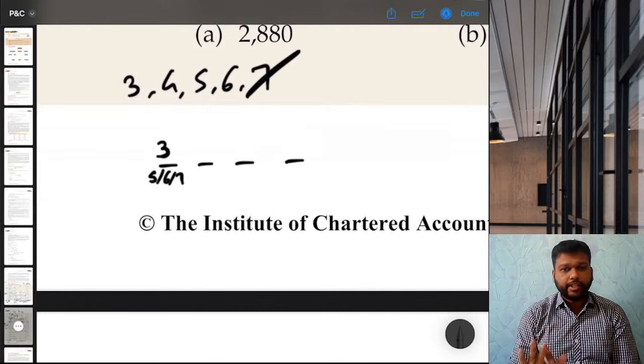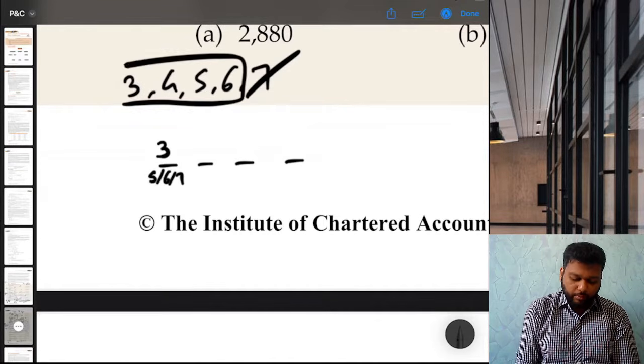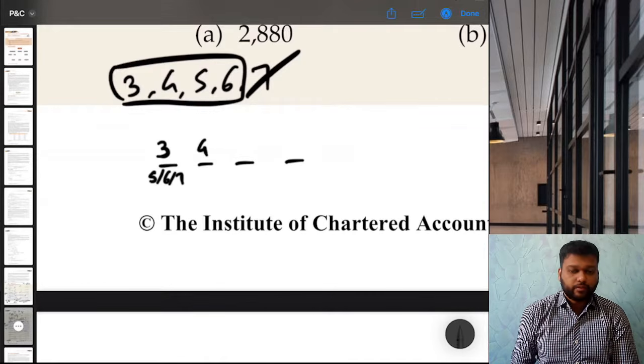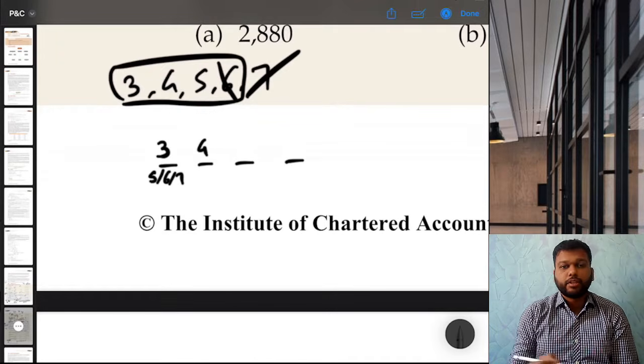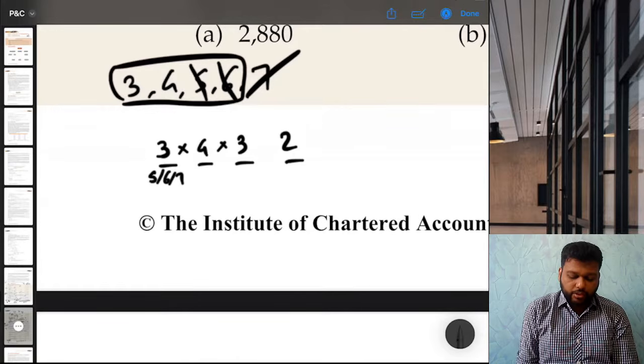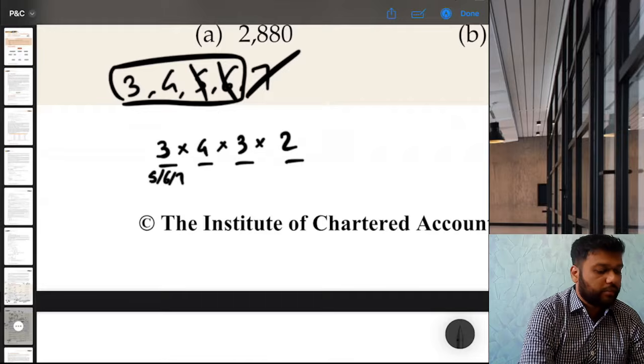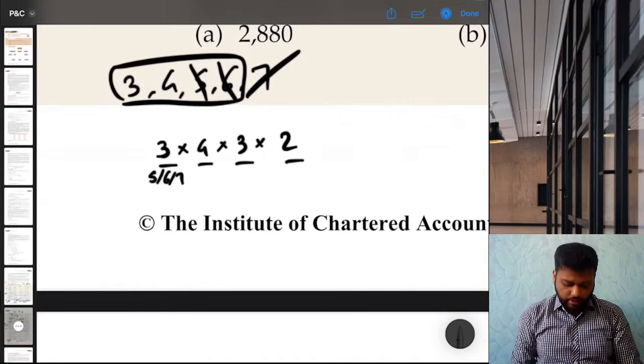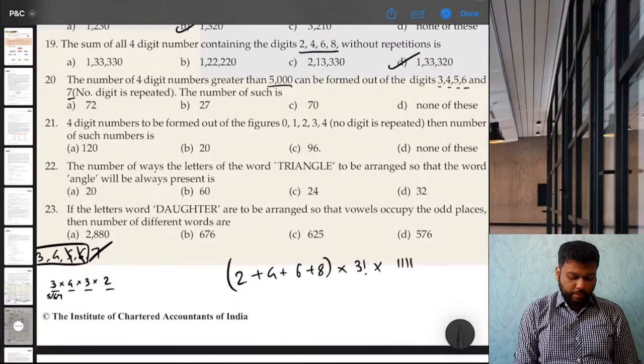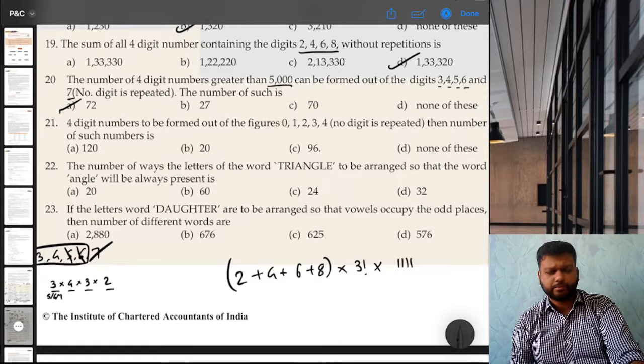Now we can arrange anything. Okay, so there are 4 numbers, 4. Again let's cancel 1. Now there are 3 possibilities. Again let's cancel 1. Now there are 2 possibilities. So 3 into 4 into 3 into 2, that is how much? 24 into 3. 72 is the correct answer. Which option? Option A for question number 20.